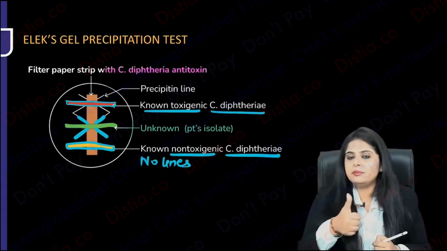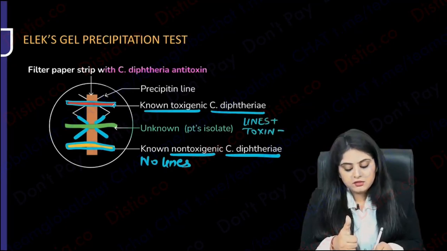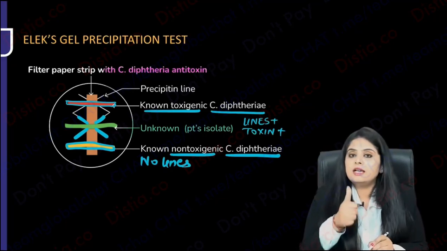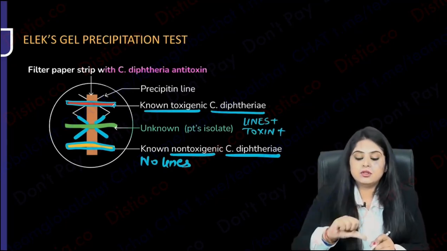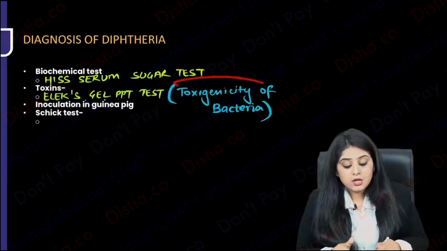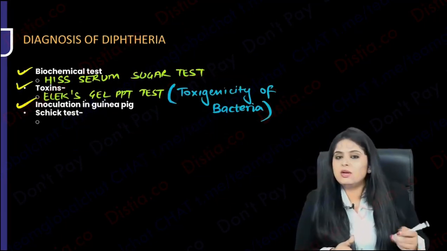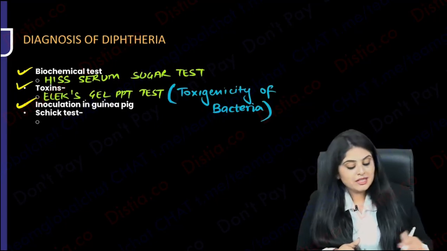So tell me, if precipitin lines are formed, if lines are present, this means toxin is present. So my patient has the toxin. Line present, toxin present; line absent, toxin absent. That is what the Elek gel precipitation test is. It tells you about the toxigenicity of the bacteria. Then, like any other bacteria, you can do inoculation into a guinea pig, which you can do with all of them.